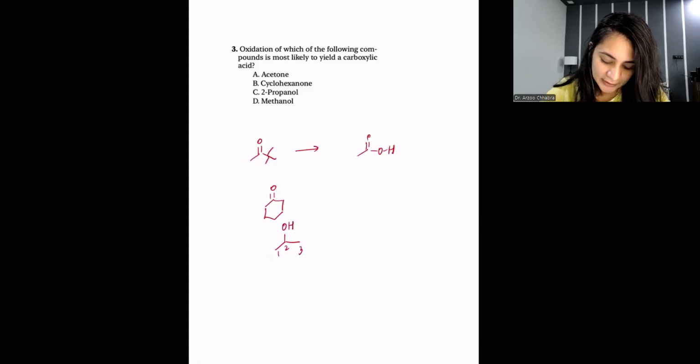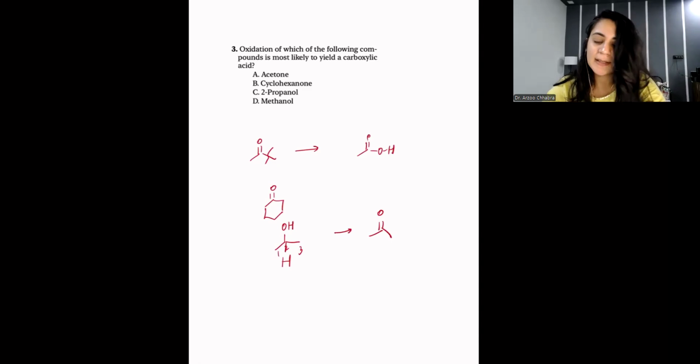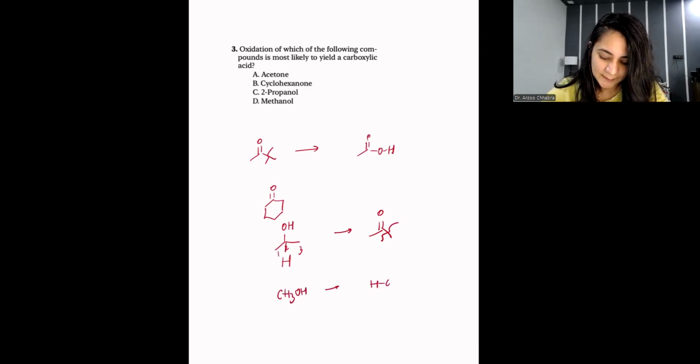Can we convert this to a carboxylic acid? We can first convert this to acetone for sure, by oxidation. To get a carboxylic acid, again, you would have to break the carbon-carbon bond. That's something that's hard to do. Methanol, CH3OH, can be very quickly converted to CH2=O, right?